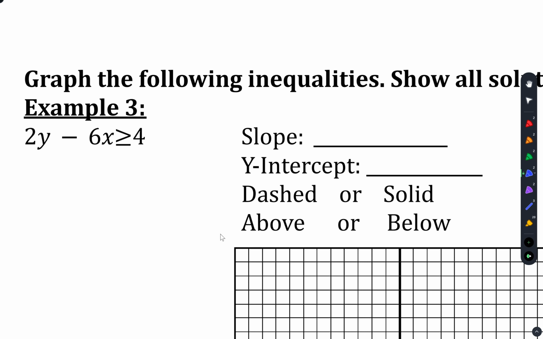I need to start these pretty much by graphing my line. To graph my line, I need it in a graphable form. The graphable form is still slope-intercept, y equals mx plus b. If it's not in y equals mx plus b form, I can't graph it. So for this one, I need the y to be by itself. I'm going to add 6x to both sides.